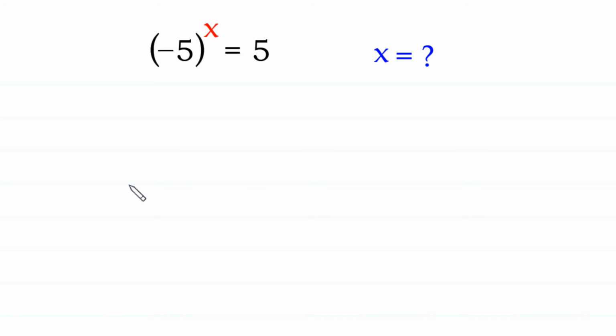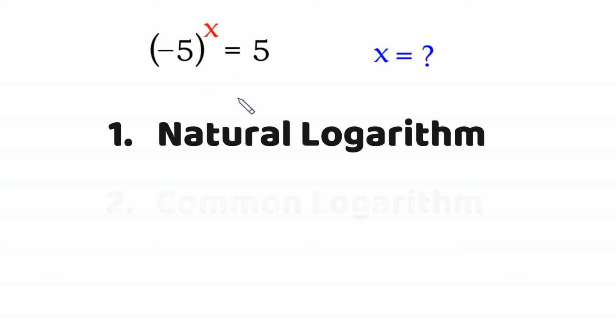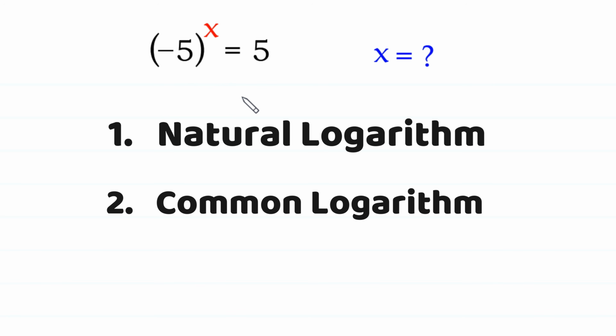Hello, welcome to how to solve this exponential equation. Negative 5 to the power x is equal to 5. We will solve it by two methods, by natural log and by common log. So let's start with method 1.